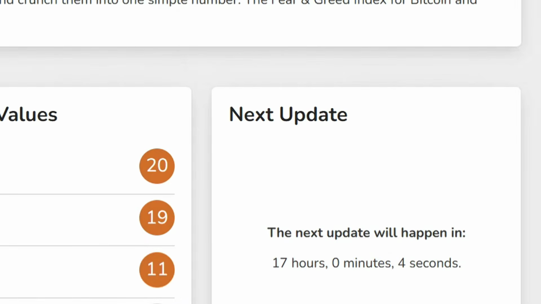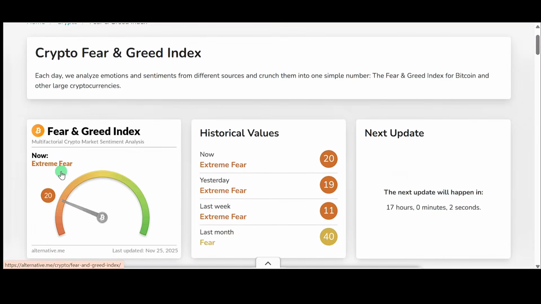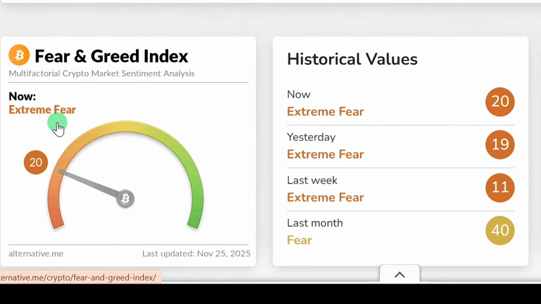Now, the overall crypto market fear and greed index, as of the time of making this video, is currently sitting at around the extreme fear index of 20%, which is a welcome development. If you check out the historical values, you'll notice that last month we experienced a fear index of 40%. Last week we experienced the extreme fear index of 11%. Yesterday we experienced the extreme fear index of 19%, and today we are at 20%. This shows our progress towards the neutral zone in the overall crypto market right now.